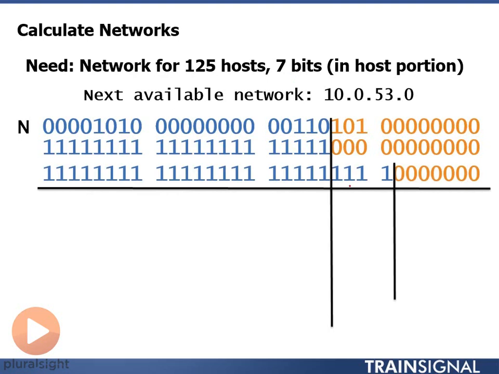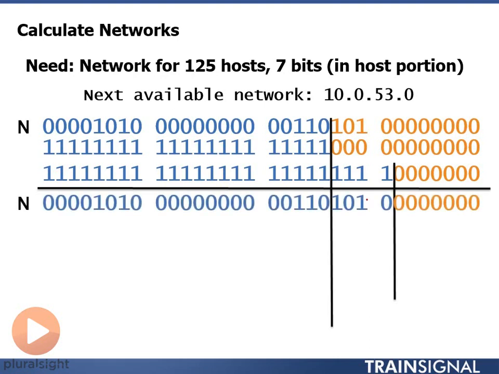When we count off 7 bits in our host portion, that means that we need to add 4 bits into our network portion. So we fill in ones in our subnet mask here. Now our new mask is a slash 25, as there are 25 ones in our mask. We then carry down 10.0.53.0. That becomes our network address with a slash 25 mask.